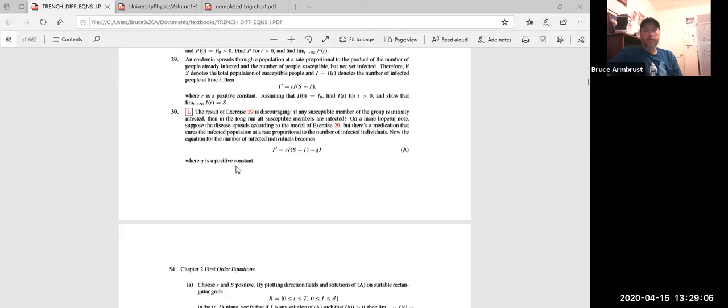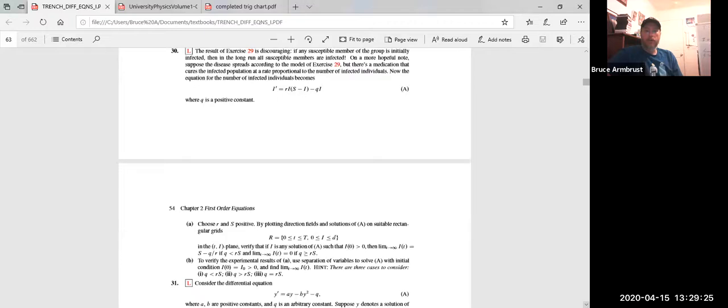Okay, but it says Q is a positive constant. We want Q to be positive because otherwise, if Q is negative, we're adding more infected people, which, if our medication is doing that, it's not a good medication. Right? All right, so we get a slightly different formula now, and let's see what it's asking us to do.